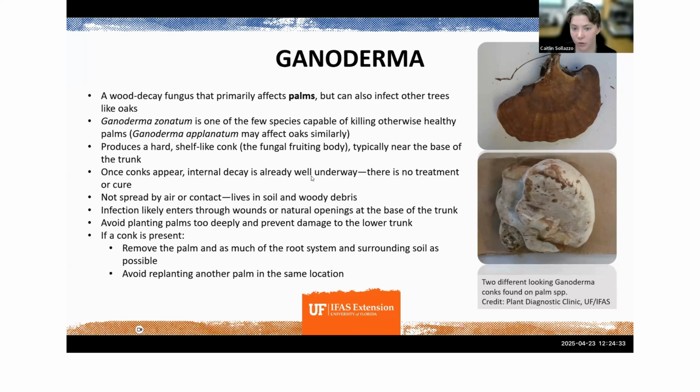Typically by the base of the tree, or base of the trunk. Sometimes people will send pictures of a palm that has a mushroom way up in the crown, and I'm like, that's probably not Ganoderma. Ganoderma stays close to the base.